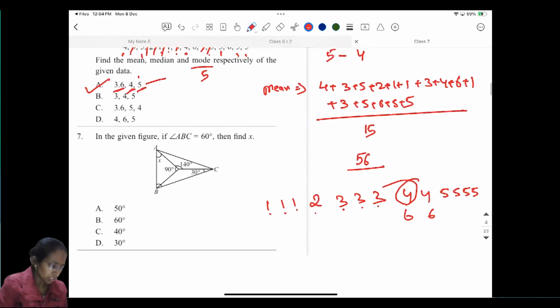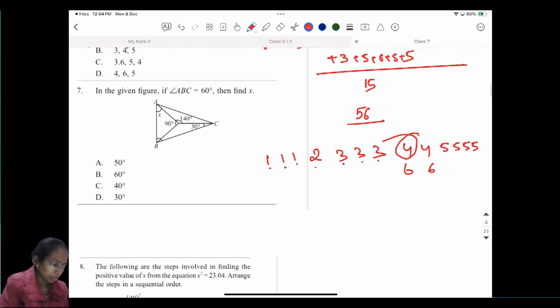Okay. Now the 7th one. In the given figure, angle ABC is 60 degree. This whole angle is 60 degree. Then find the value of X. So first of all, I can find the whole angle A because B angle is known. First of all, we will find this angle. That is 360 minus 140 minus 90. And that will be my 130 degrees. This angle is coming to be 130.